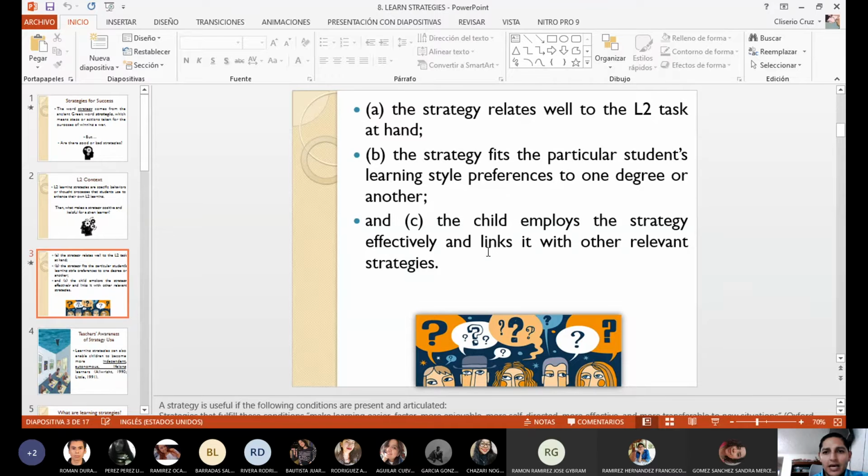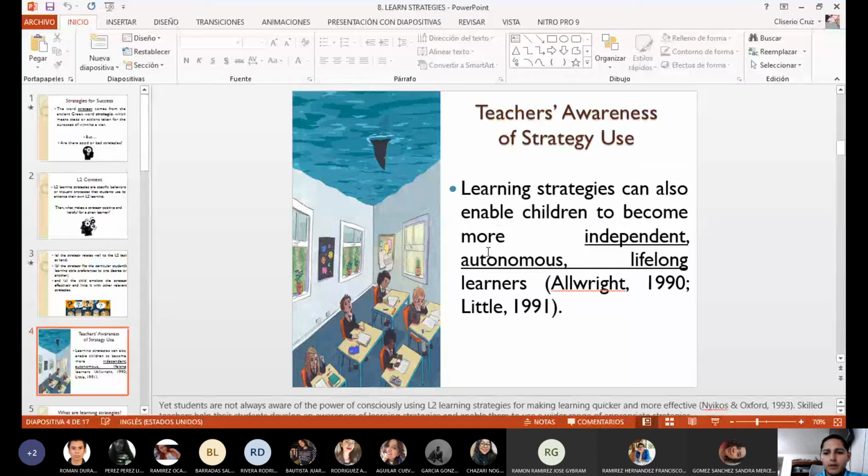Next, the child employs this strategy effectively by means of scaffolding, by working with the ZPD, by comprehensible input, by monitoring their learning, and links the strategy with other relevant strategies. For example, a memory-related one with a compensatory one, by movement, by body language, by using total physical response strategies. Next, your awareness of the use of strategies.